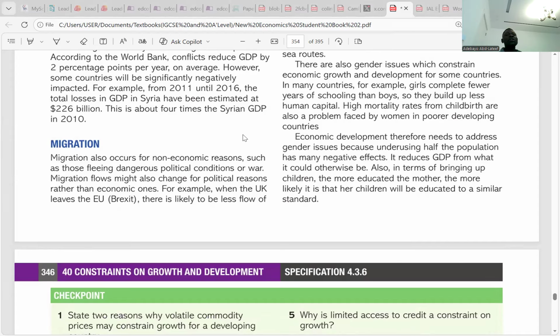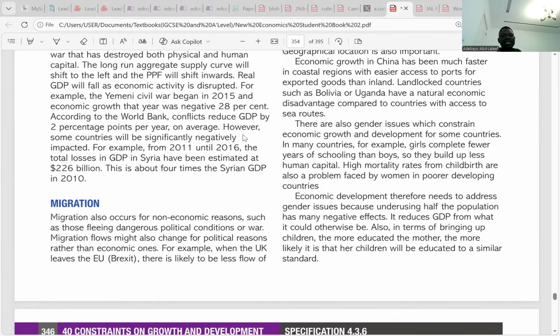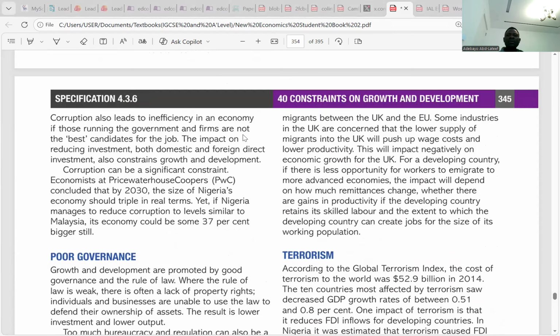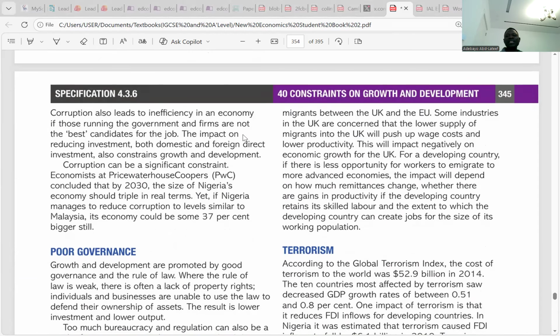Migration also occurs for non-economic reasons, such as those fleeing dangerous political conditions or war. Migration flows might also change for political reasons rather than economic ones. For example, when the UK leaves the EU, that's Brexit, there's likely to be less flow of migrants between the UK and the EU.